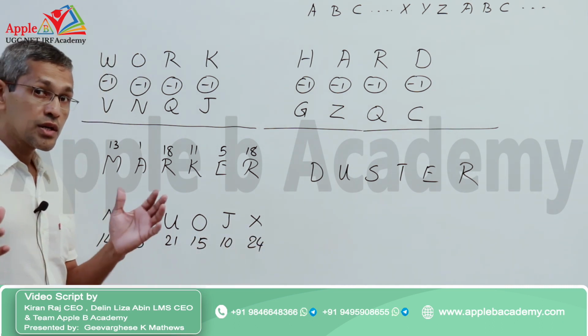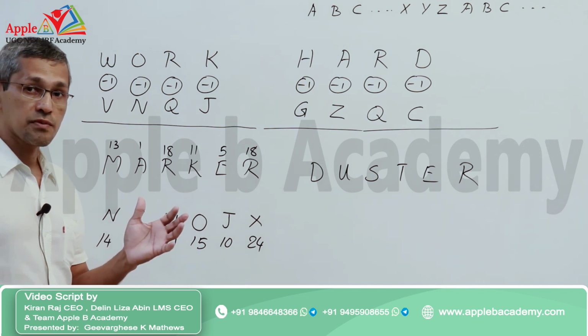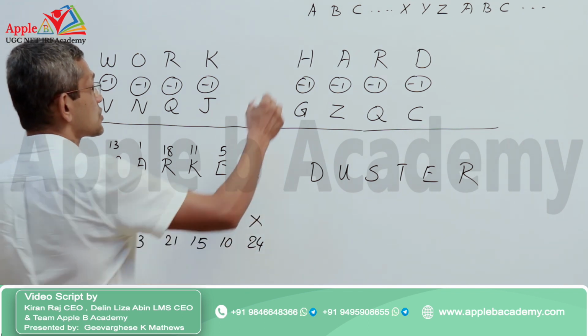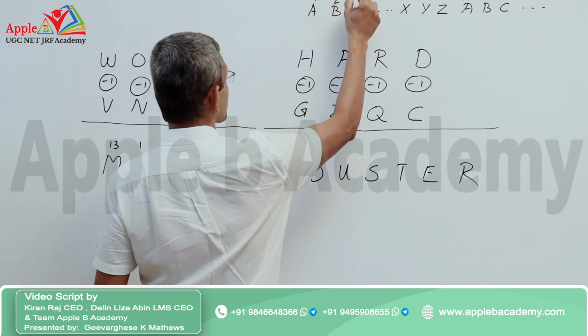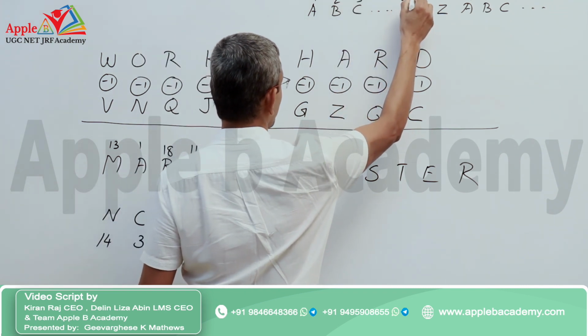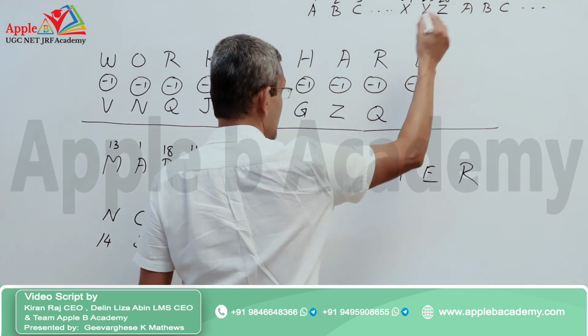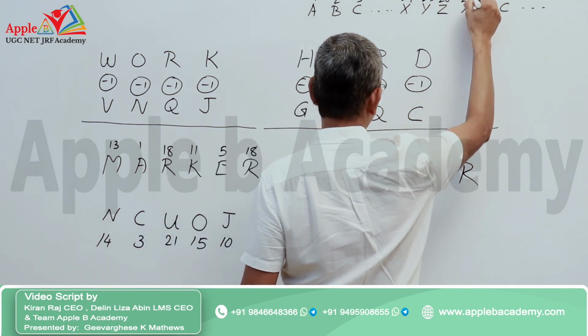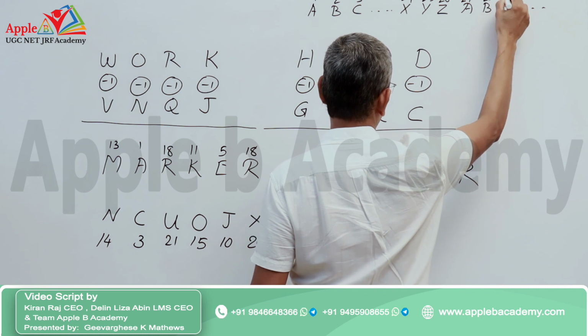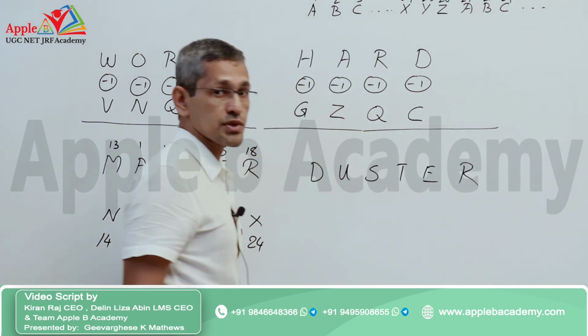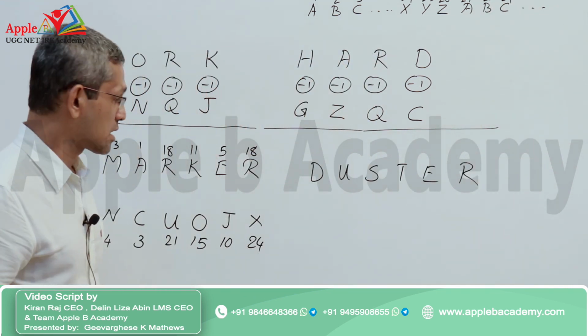So I'm pretty sure you are aware of the position values of English alphabets, right? So A is 1, B is 2, C is 3, X is 24, Y is 25, Z is 26, and after that, next A is 27, 28, 29, it goes like that. These are the position values of English alphabets.